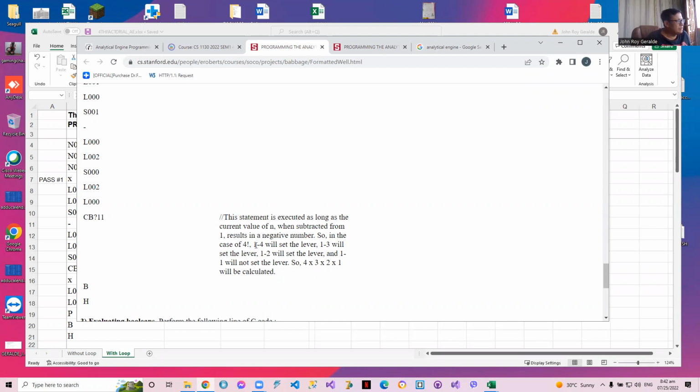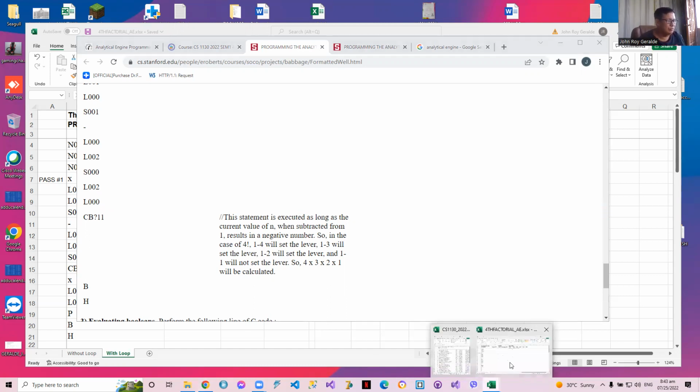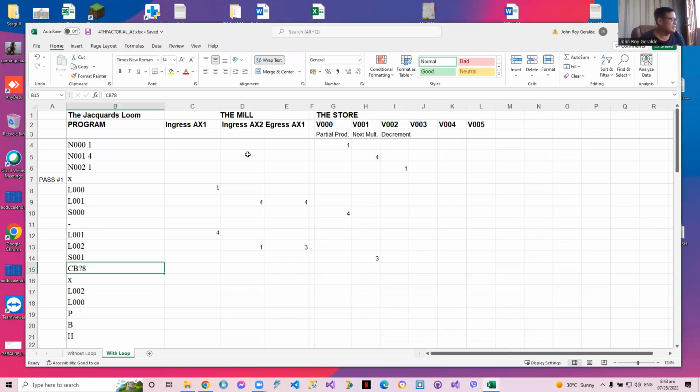So 1 minus 4 will set the lever. 1 minus 3 will set the lever. 1 minus 2 will set the lever. 1 minus 1 will not set the lever. Do you follow? So 1 minus 4 will set the lever because it's a negative number. But when it's 0, it will not set the lever. So that's what we look for when we analyze this.